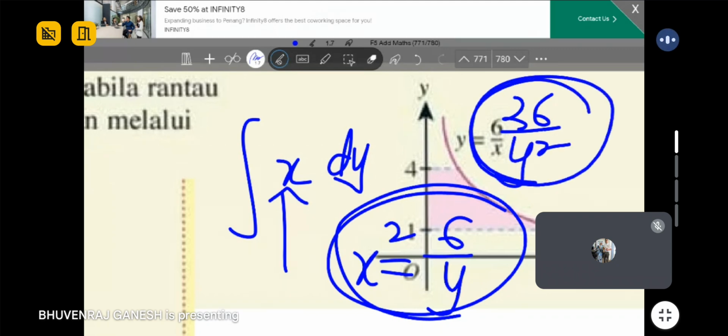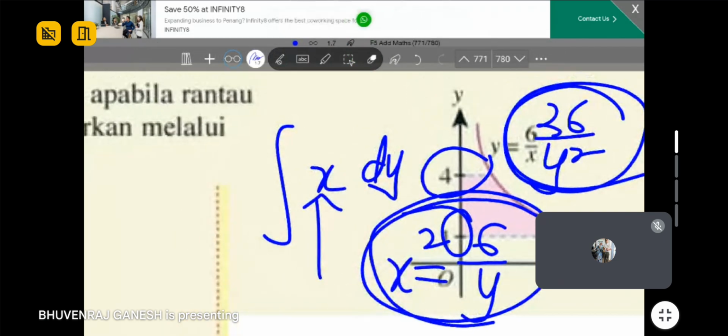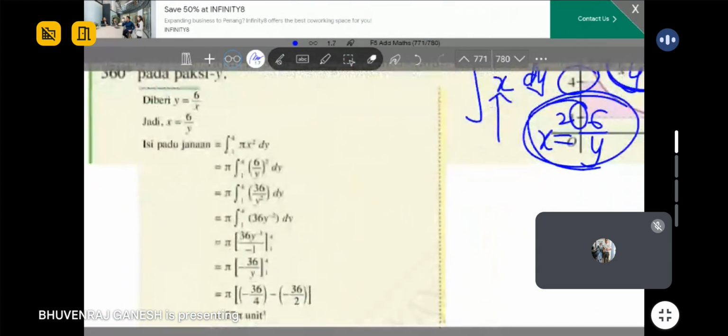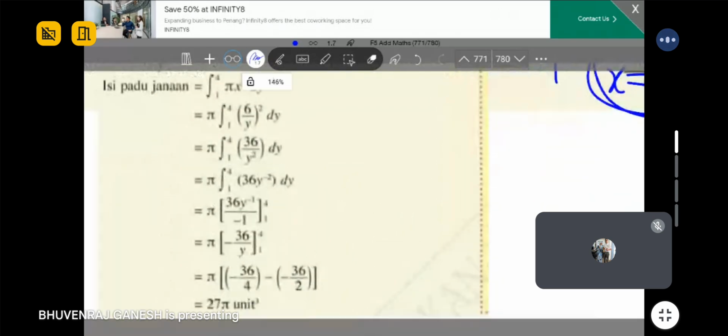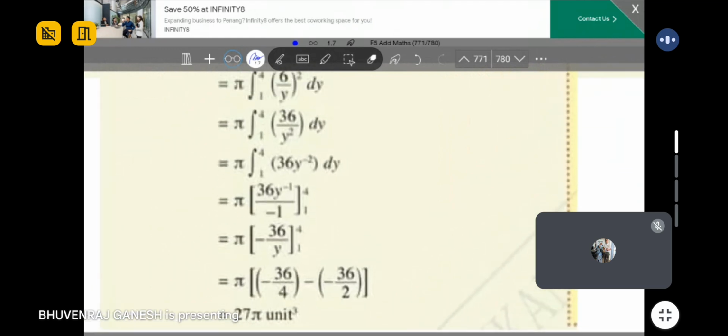Then you integrate this one. Kamirkan yang ni. Then substitute the limits 4 and 1. Then you will get the answer. Understand, guys? So this is your final answer. Okay, this integration is very easy, so you can do it easily.